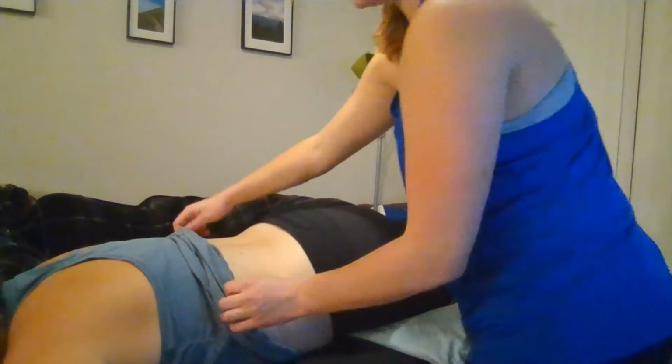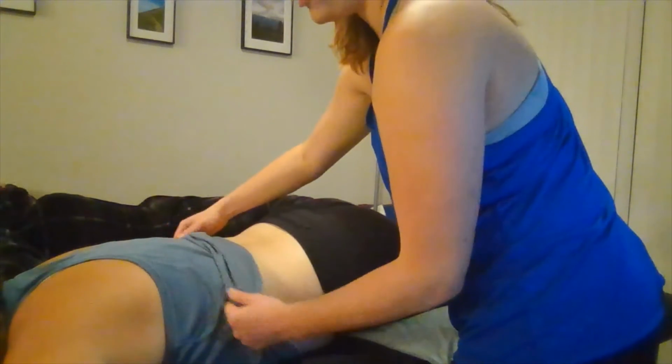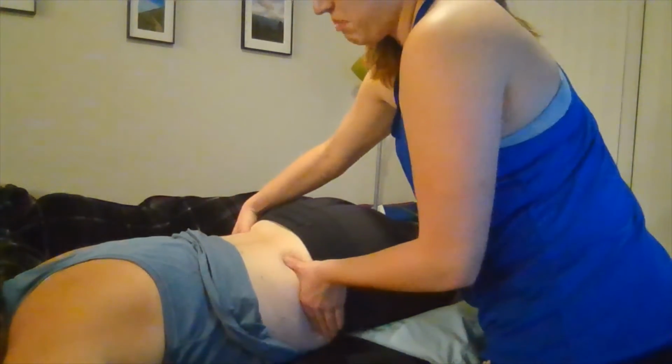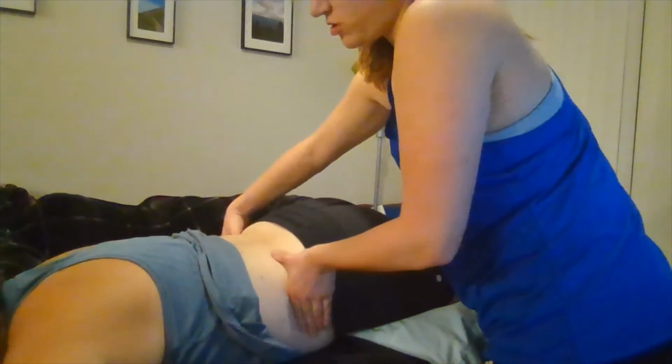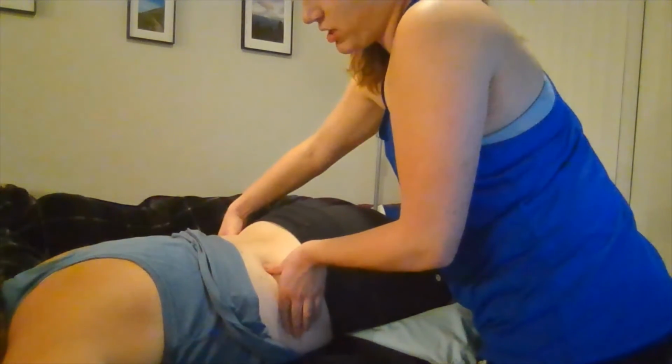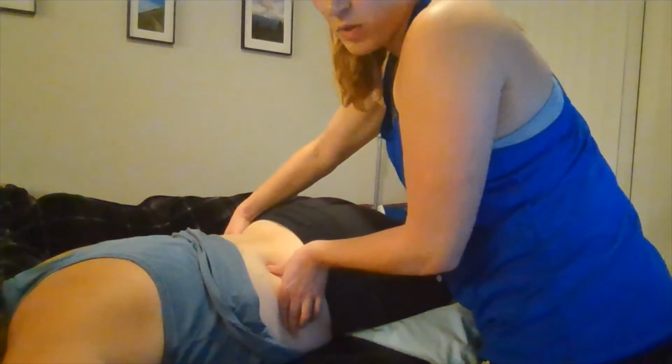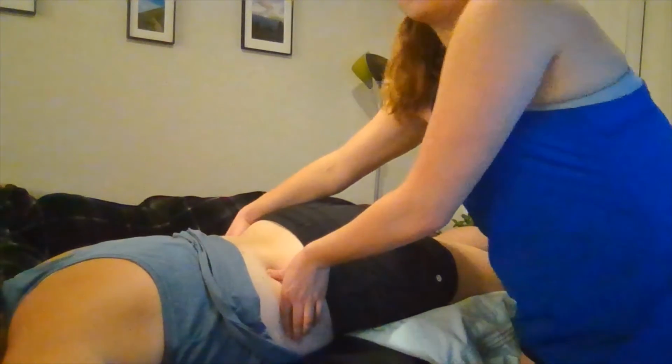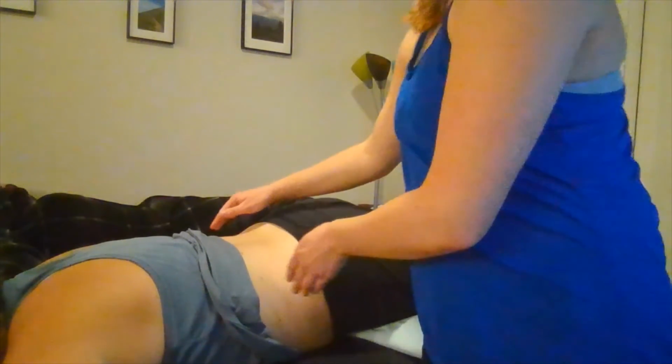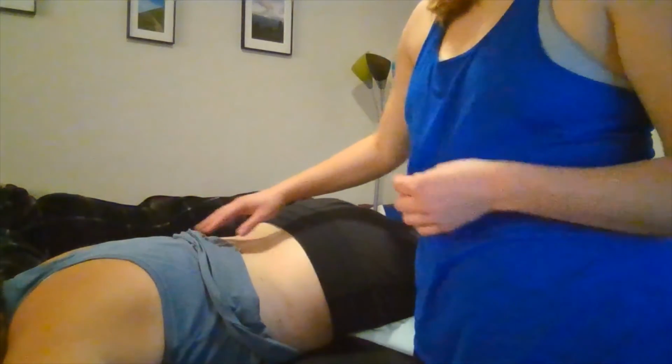All right, we're gonna locate the 12th rib. I'm just gonna move your shirt up and palpate the soft tissues on the side. And then when you run into the bony protuberance, that's the 12th rib. This is important because it's an attachment site for the quadratus lumborum, and it's also one of 2 floating ribs.